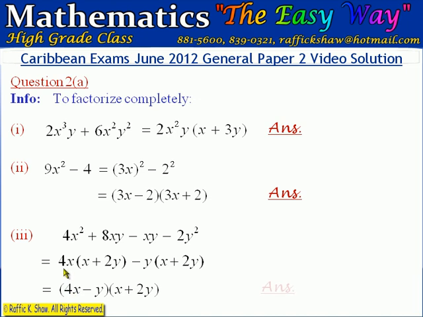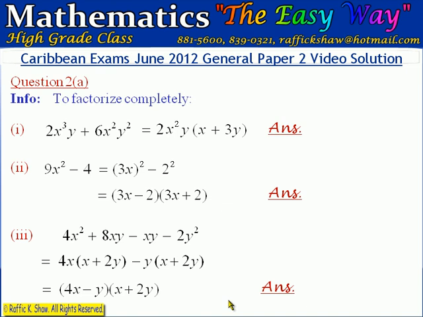And that's it. The result is 4x minus y multiplied by x plus 2y. That's 4x times this minus y times this. So the result is 4x minus y times this. And that's it. We have factorized completely.